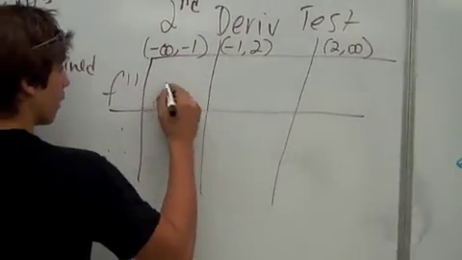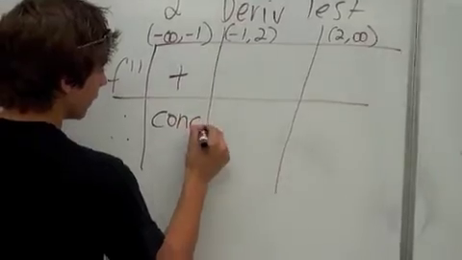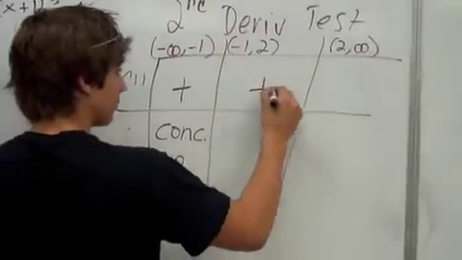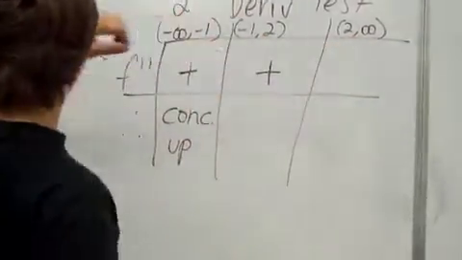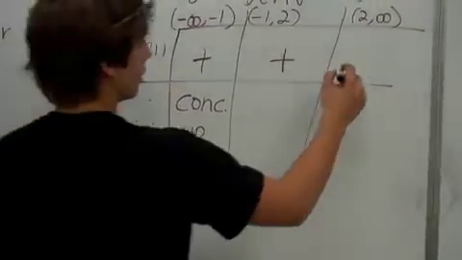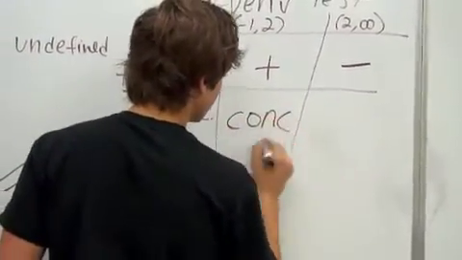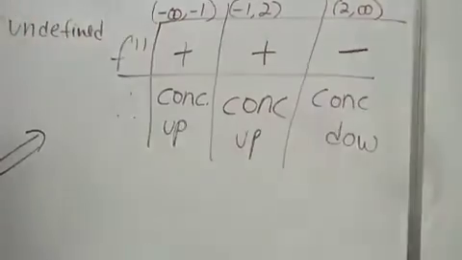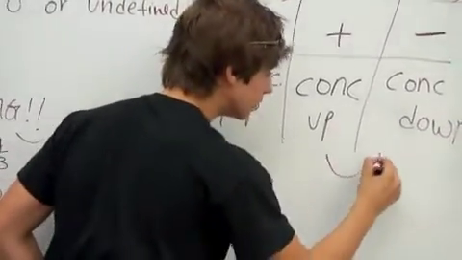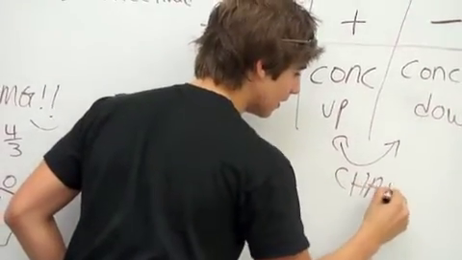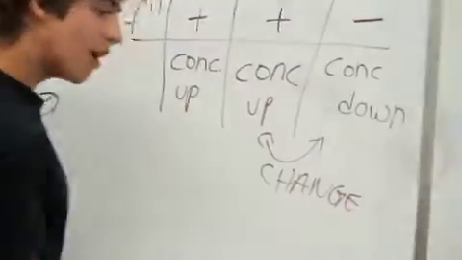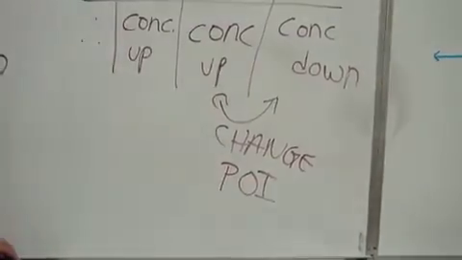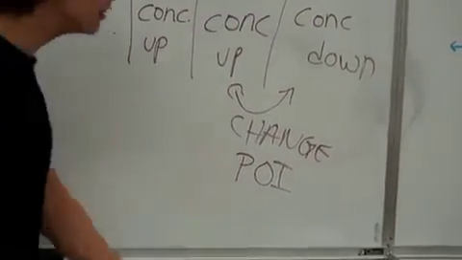A positive. Concave up. When you plug 0, a positive. And then when you plug in 10 to the second derivative, you're going to get negative. Concave down. Oh, look at this! There is a change in concavity, which is a P-O-I. It's a point of inflection, point at which concavity changes.